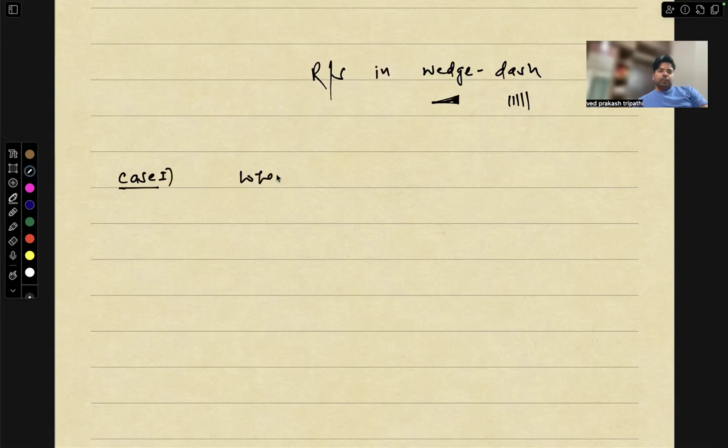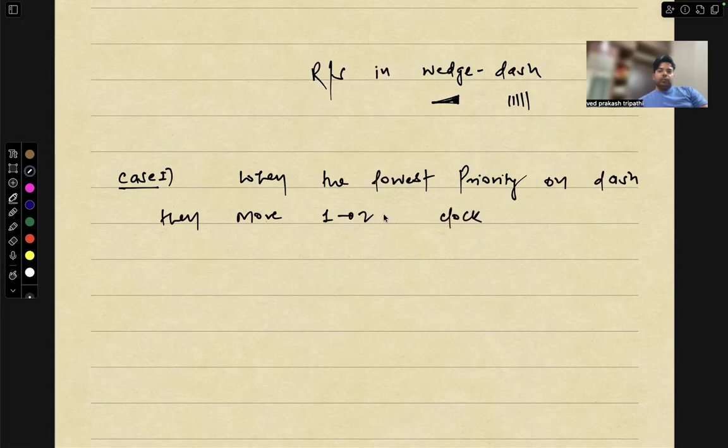When the lowest priority is on dash, then move 1 to 2. If it's clock, and 2 to 3 if it's clock, then R. Anti-clock, S.